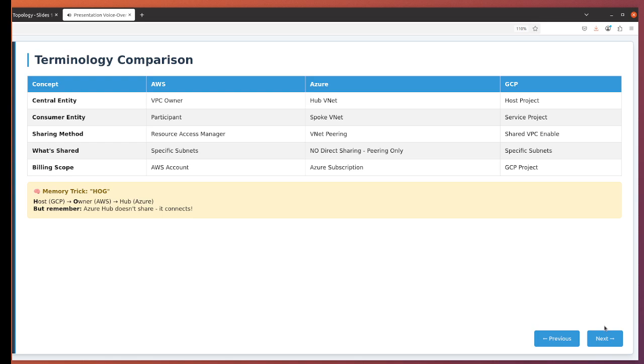Azure uses hub and spoke. Visualize a bicycle wheel. The hub is the center with shared services. Spokes are the individual VNets connecting to it. GCP has host project and service projects. Imagine a hotel host showing service providers to their designated work areas. The host owns the building. Service providers work in assigned spaces.